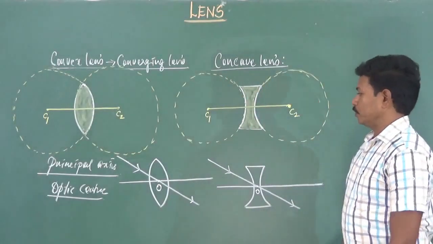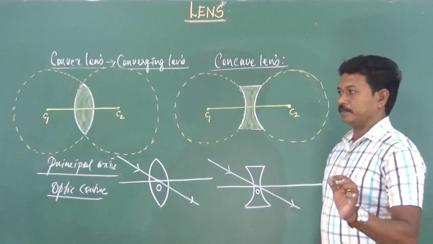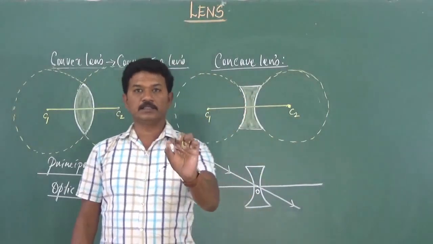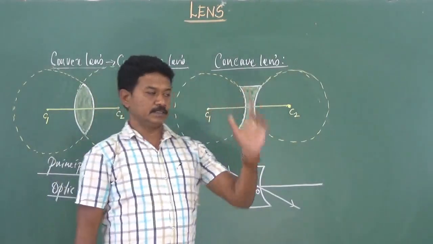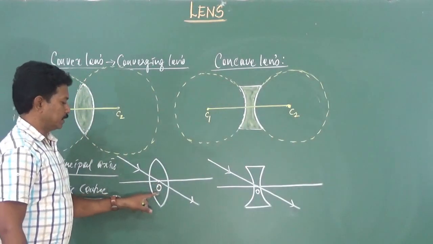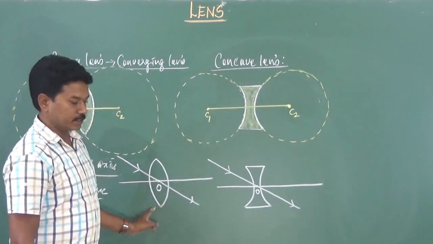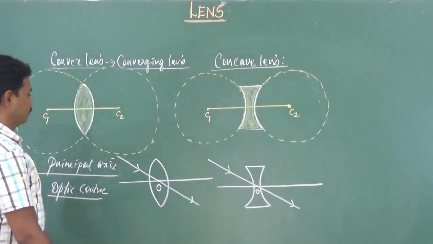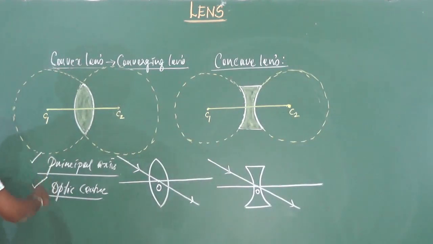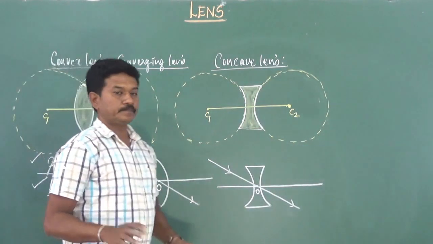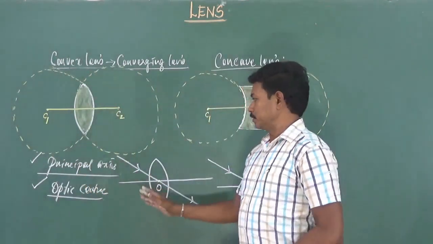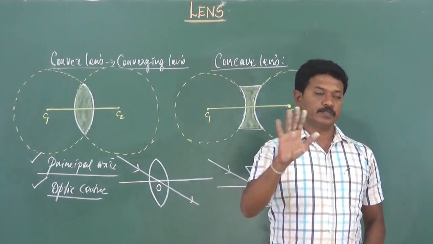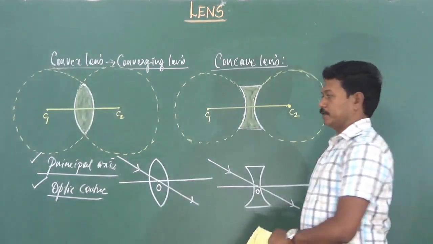So what is the optic center of a lens? When a light ray passing through the lens goes through it undeviated, that point on the lens is called the optic center of the lens. Here the optic center is represented by the letter O. This is what happens in a convex lens, and the same in a concave lens. So we have two terminologies connected to lenses: one is the principal axis, another is the optic center. Both definitions you should understand well. We'll go with the next topic.